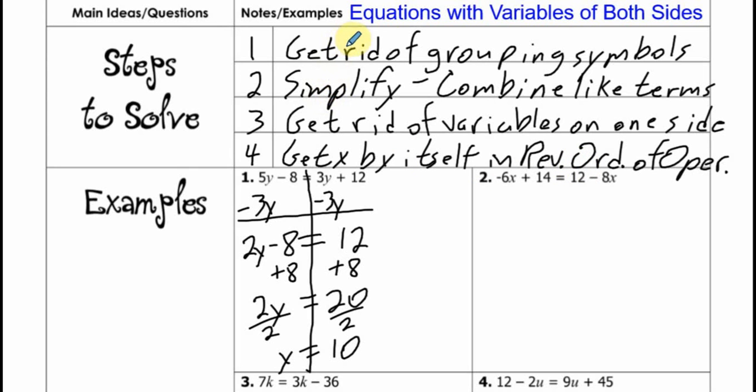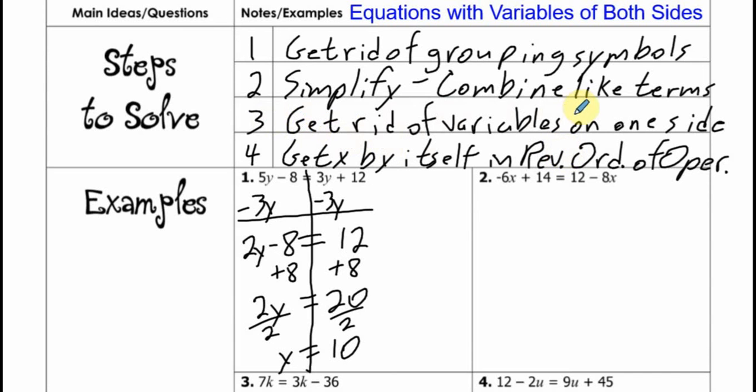All right, so I don't have any grouping symbols. There are no like terms on the same side. Remember, I can't add the 14 to the 12. They're not on the same side of the equal signs. Those are not considered like terms in this context in an equation.